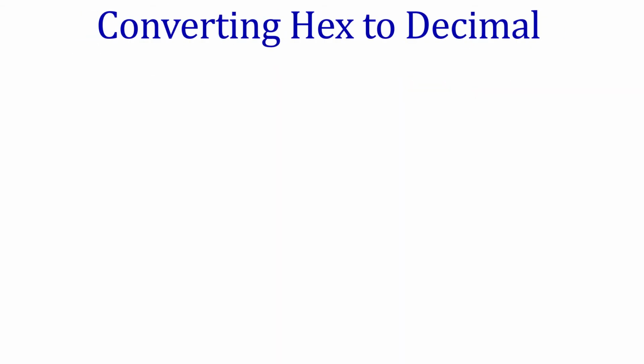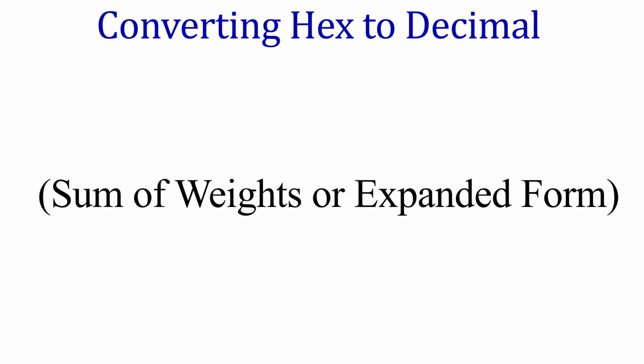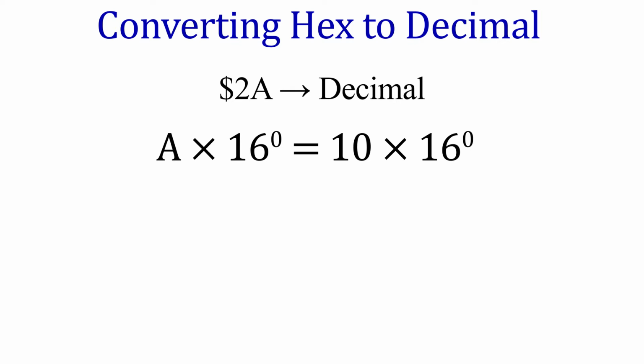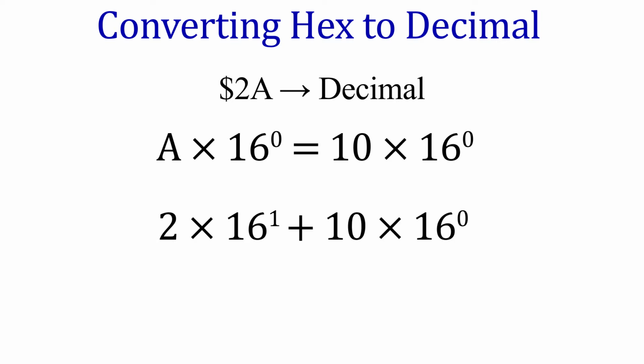Conversion between number systems is key in understanding them. If we want to convert a hex number to decimal, we use the same technique as when we convert binary to decimal. This time, however, we use base 16 instead of base 2. For instance, let's convert the hex number 2A to decimal. The rightmost digit, A, is a multiple of 16 to the 0 power. So we need to know that A is 10. The left digit, 2, is a multiple of 16 to the power of 1. So this gives us 2 times 16 to the 1st plus 10 times 16 to the 0. Simplifying this, we have 32 plus 10, which makes 42. So the hexadecimal number 2A is the decimal number 42.